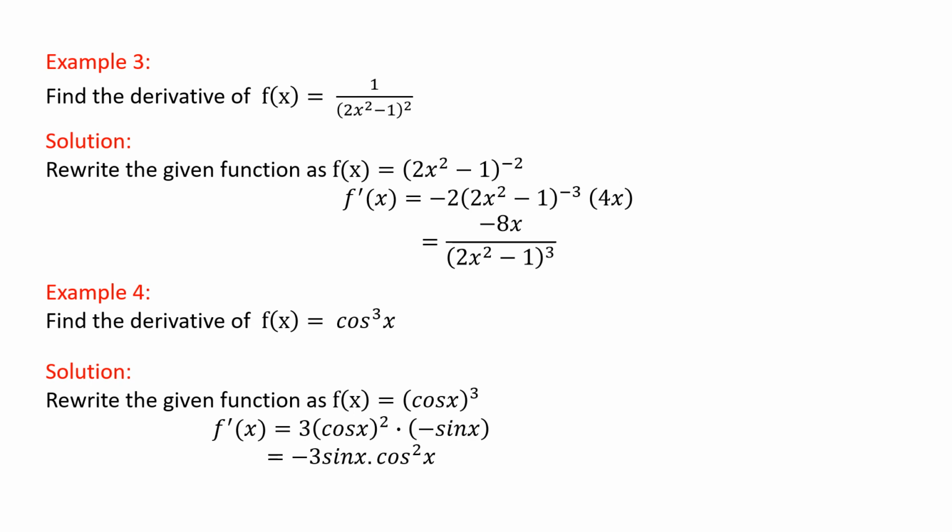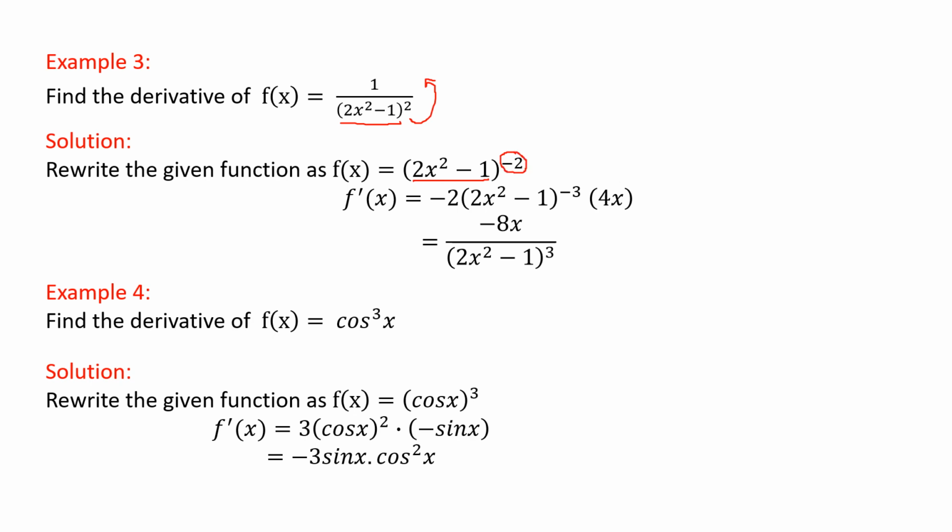Example number 3. Find the derivative of the function f(x) equal to 1 over (2x minus 1) the whole square. Since my x is in the denominator, before differentiating, let me rewrite the given function. So take this to the numerator. So that will give you (2x minus 1) and the exponent will become minus 2.